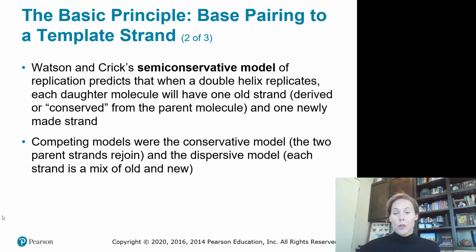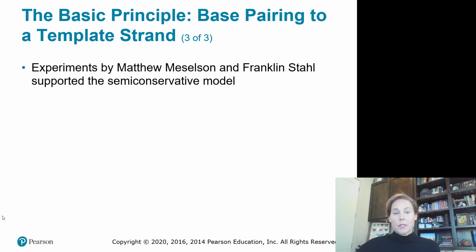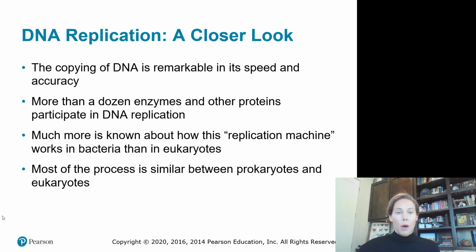Competing models were the conservative model, where the two parent strands rejoin, and another model that said it was a mix of the old and new, but it has since been discovered that Watson and Crick's semi-conservative model is the accurate model. So there was still a lot of work going on trying to determine exactly how DNA replicated. And other experiments supported that semi-conservative model.